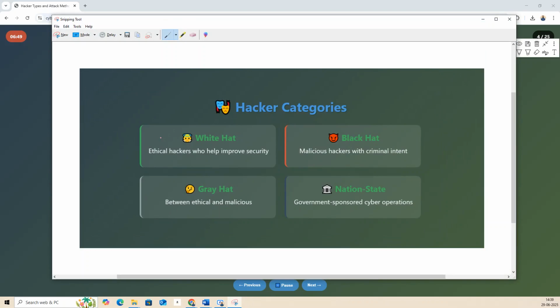The white hat hackers, who are these guys? These are good guys. These are ethical hackers who use their skills to improve security. They are on our side. And black hat hackers are the traditional cyber criminals. These are the ones you read about in the news, motivated by money, revenge, or just causing chaos.